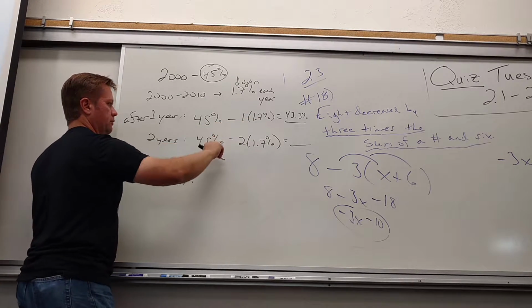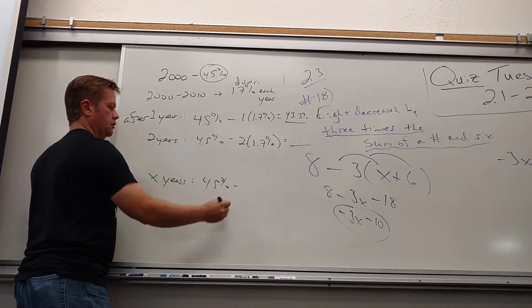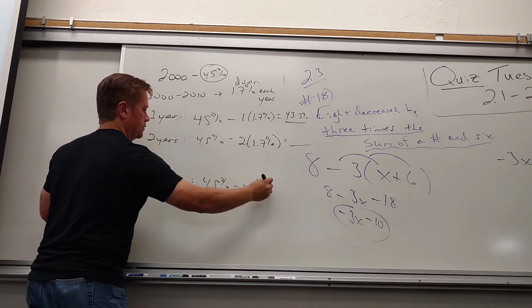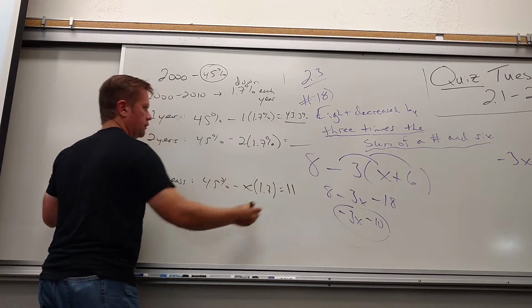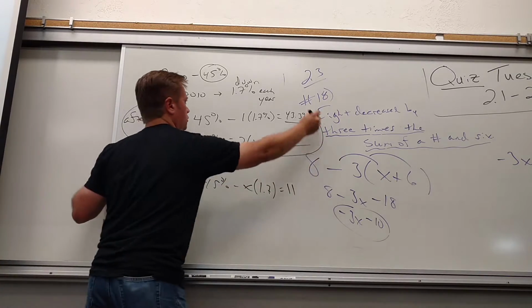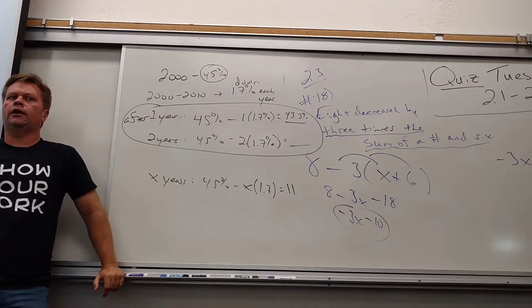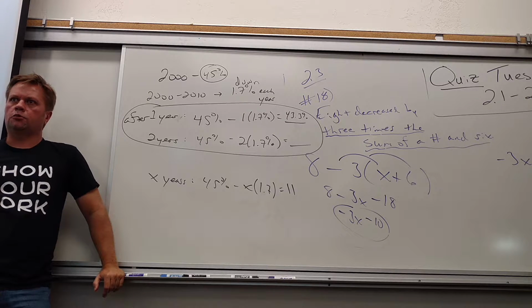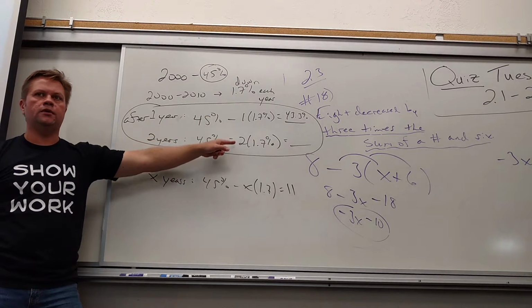45% minus 1 of these, 45% minus 2 of these, 45% minus X times this, and I want that to equal 11. So this is that thing I was showing you guys the last couple days, where you just give your brain actual numbers, because your brain goes, oh, I can latch on to that, and then you just follow what your brain does.